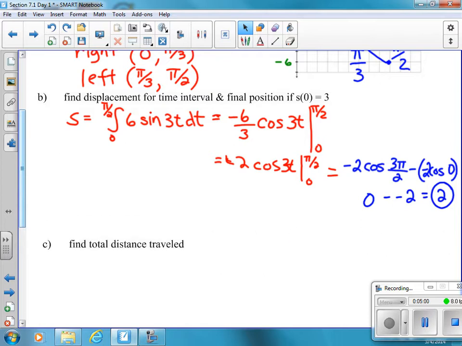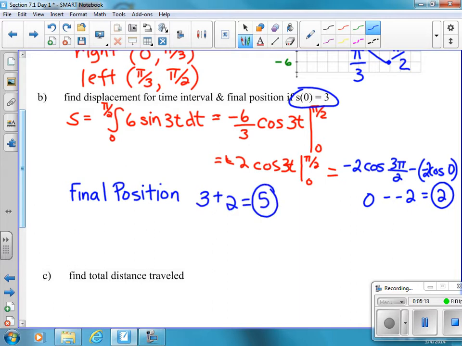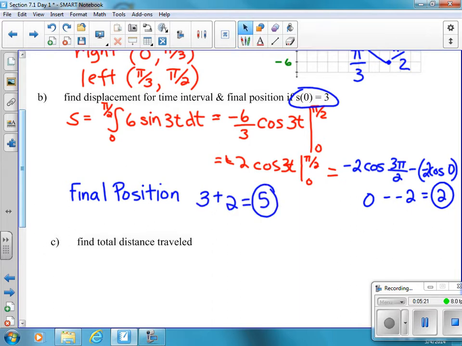And that's the answer to the first question. The final position is wherever we started. They said at t equals 0, the position is 3, plus our displacement, so the final position would be 5. The next question is total distance traveled.